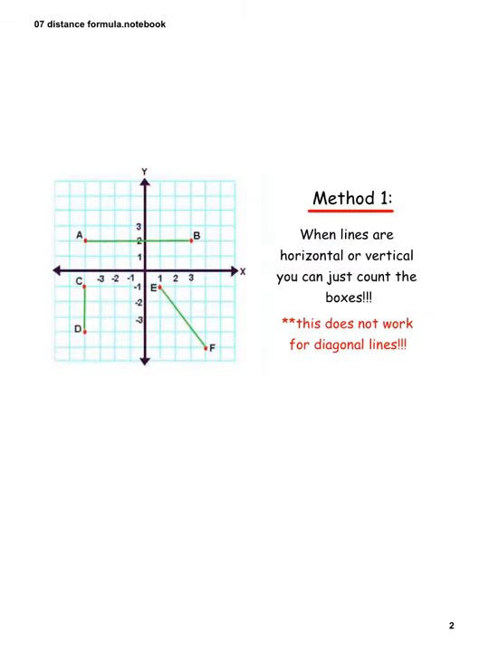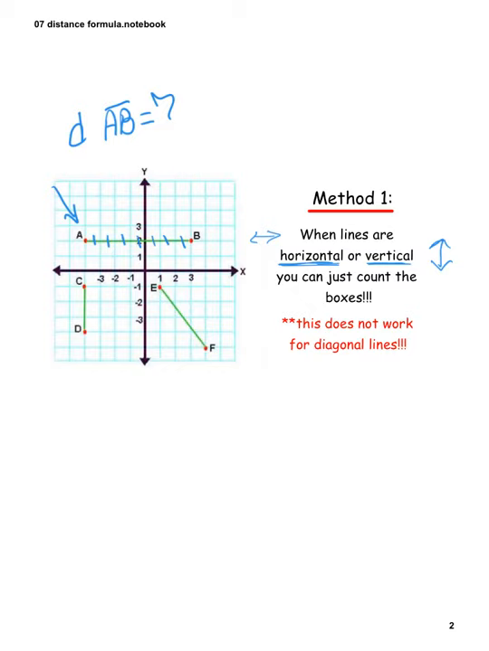So, there's a couple of different methods to find distance. When the lines are horizontal, meaning left to right, or vertical, meaning up or down, we can cheat by just counting boxes. So if I look at line segment AB, over here, I can cheat by counting boxes because it is a horizontal line. 1, 2, 3, 4, 5, 6, 7. So the distance of AB equals 7.